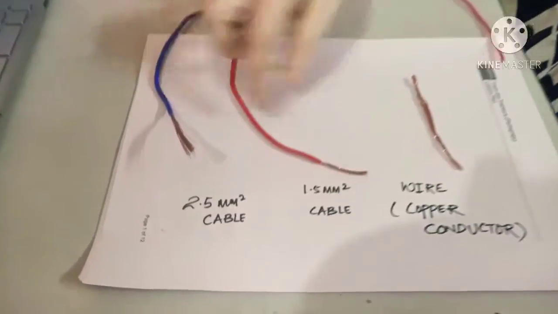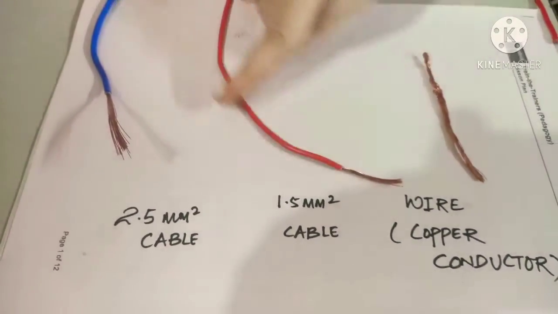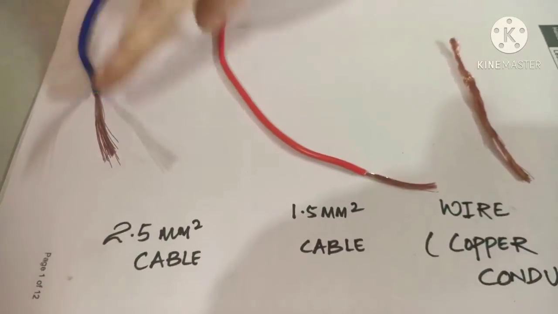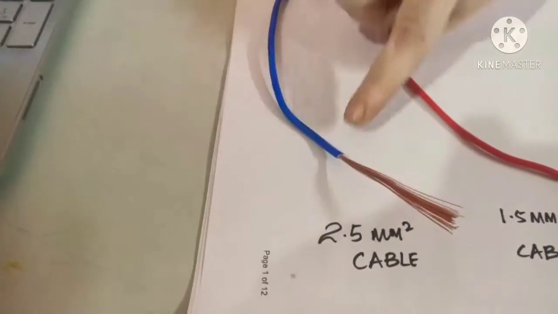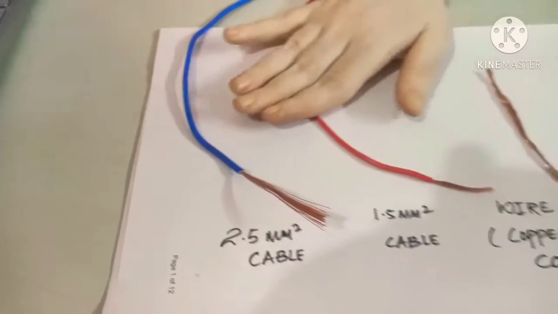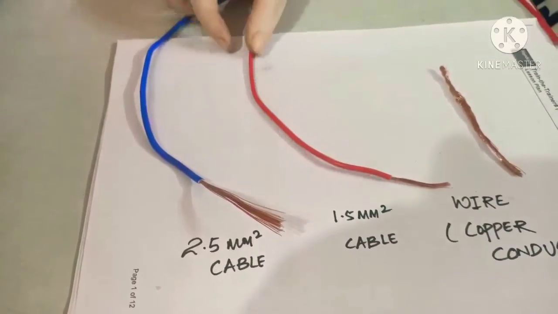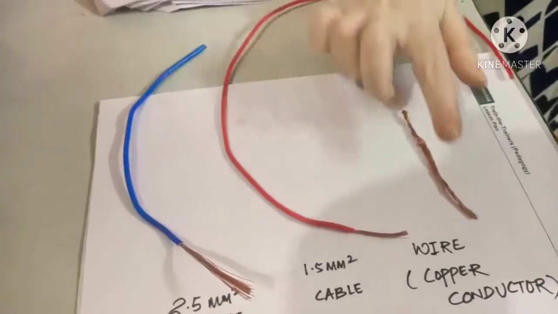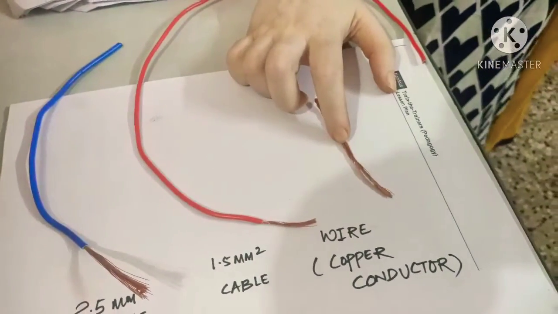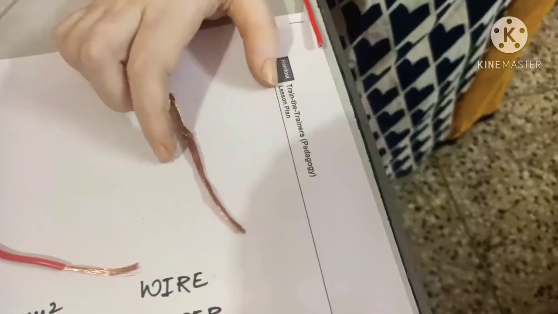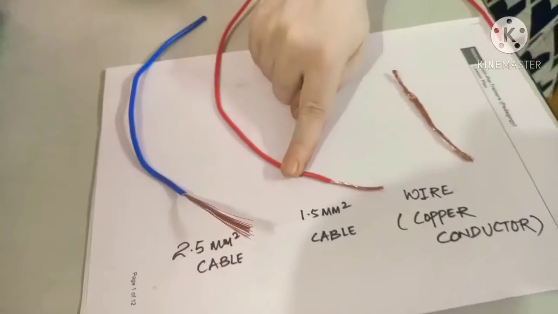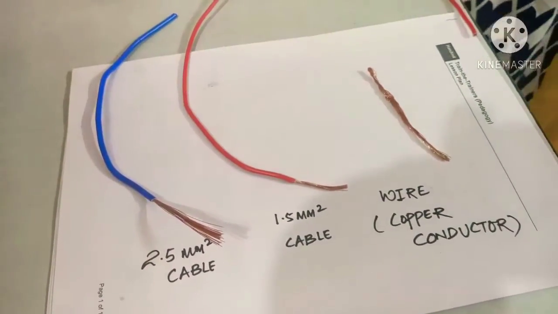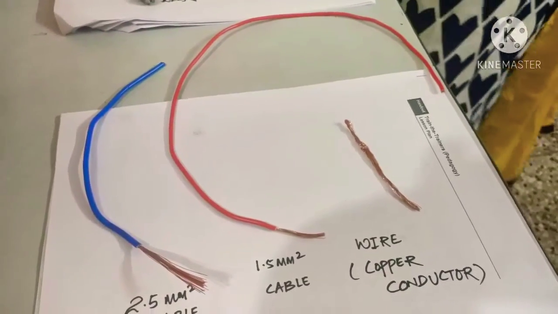But when the wire is covered with an insulation, here you can see this is a red insulation, and here there is a blue insulation. Basically this insulation is made up of PVC. When the wire is covered with an insulation, it will be called a cable. So there is a simple difference between a wire and a cable.